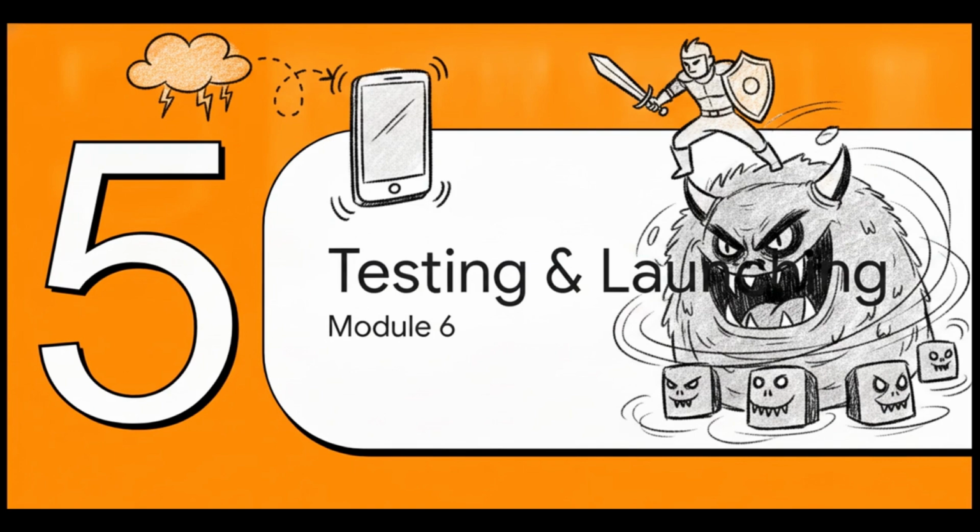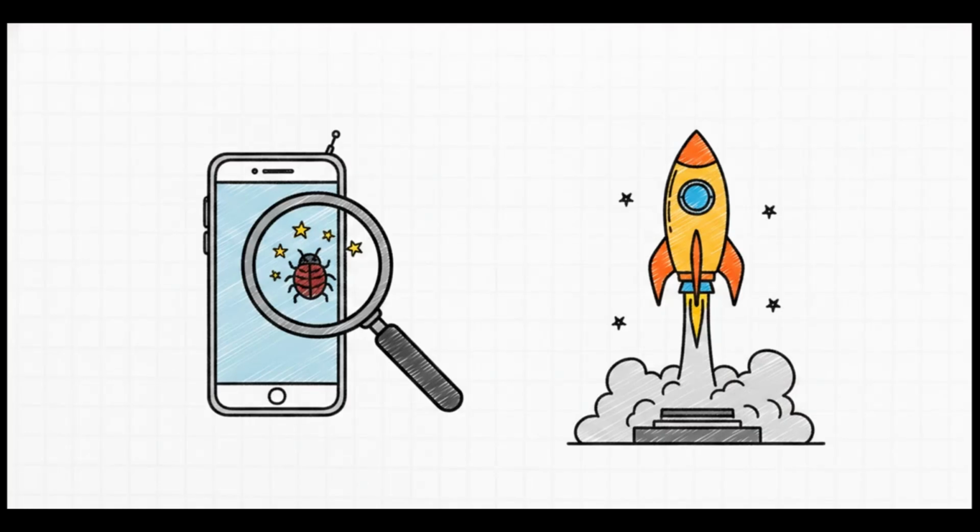Section 5, Testing and Launching Apps. So you've got this beautiful, cloud-connected application. It's finally time to face the boss battle of Module 6. Because you can't just build an app and hope for the best. You have to guarantee that it actually works. Module 6 frames this as a huge, outcome-oriented victory. You're going to defeat bugs through rigorous widget testing, ensuring total reliability with modern engineering tools.